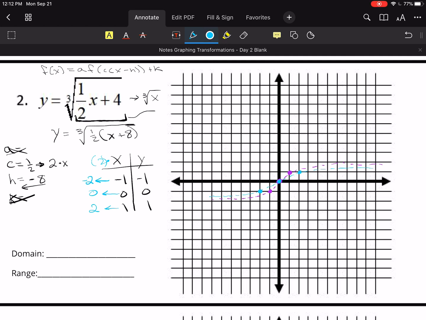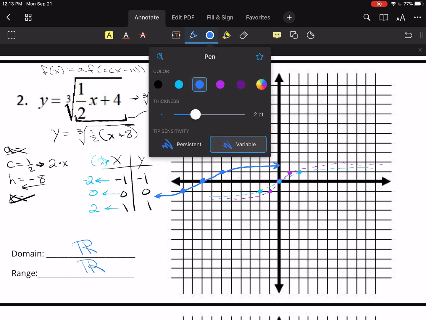Okay. Final step, we're going to shift everything left 8. So starting with 0, 0, I'm going to go left 8. 1, 2, 3, 4, 5, 6, 7, 8. Which would put this point here and this point here. And now I can draw my final answer. So again, domain and range for cube root: I still have all reals and all reals.